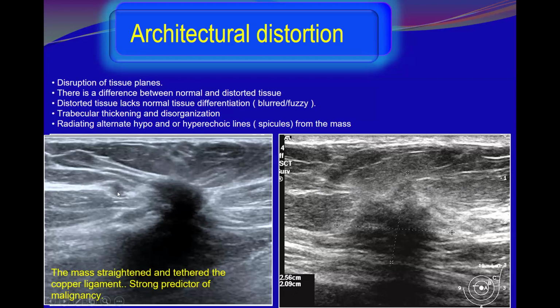And here we can see the Cooper ligaments straightened, thickened, tethered, and pulled by the mass. These are highly suspicious features. When present, we know that we are dealing with a higher probability of a malignant lesion. So it is a strong predictor of malignancy.